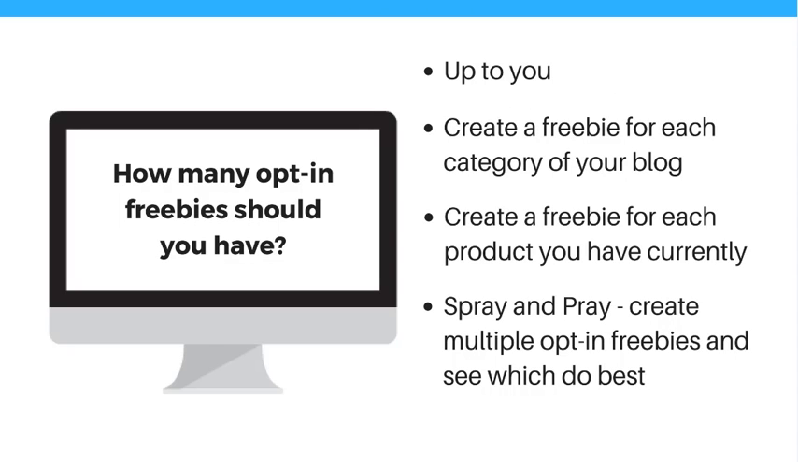And then you've got to think, how many opt-in freebies should you have? Like I said, I would start out with your first one, and then go from there, creating other ones that you can split test to see which ones perform best. It's also important to create a freebie for each category of your blog. So if I've got a personal finance website, which is under30wealth.com, I might create an opt-in freebie for budgeting, for investing in stocks, or for investing in real estate. Each of these different categories that I blog about on under30wealth.com, I can create a different opt-in freebie for. You can also create a freebie for each product that you currently have.